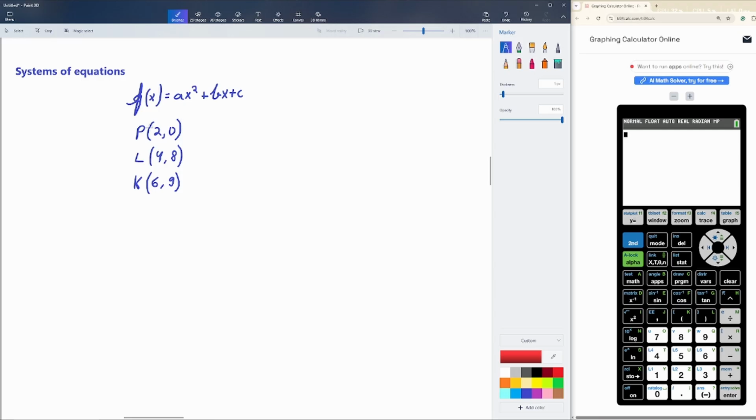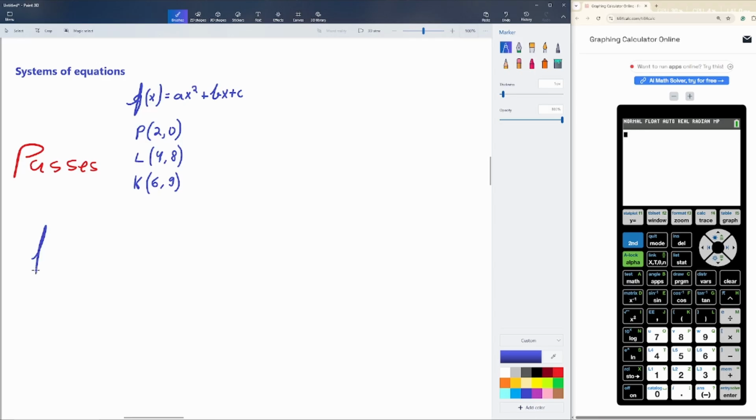Let's say you're given a quadratic function, which you should know by now looks something like this, and it passes through these 3 points. The first point is labeled point P, the letters have no significance, which is (2, 0). The second point is point L, which is (4, 8), and the third point is point K, which is (6, 9). Now you might be wondering, how can I get my equation from all of these points? Well, that's actually very simple.